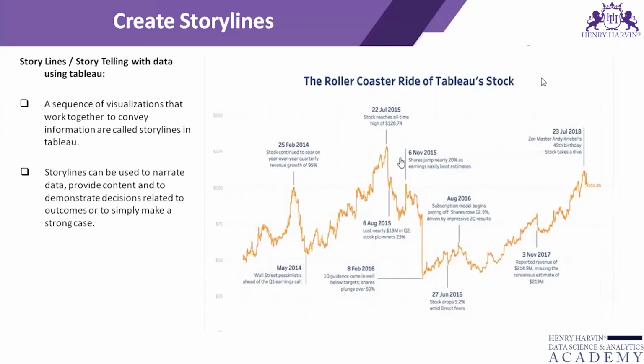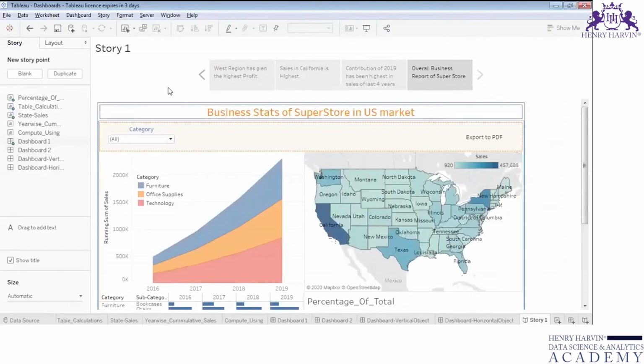For doing storytelling using data in Tableau, you have a feature for creating stories. In Tableau, a story is a collection of sheets arranged in a sequence, and each separate sheet is a story point. Whatever sheets we have in our Tableau workbook, along with the dashboards, we can combine them in sequence to create a story. Without much ado, let me show you a story which I have already created.